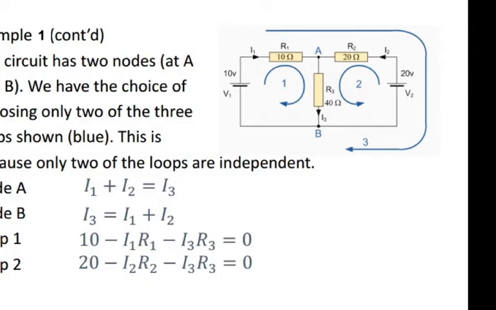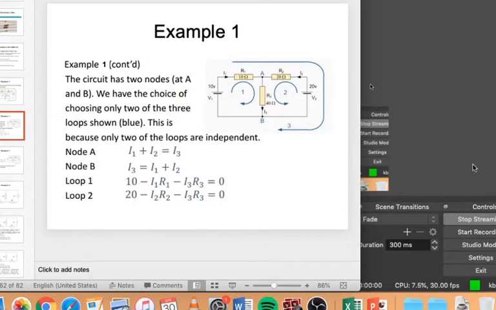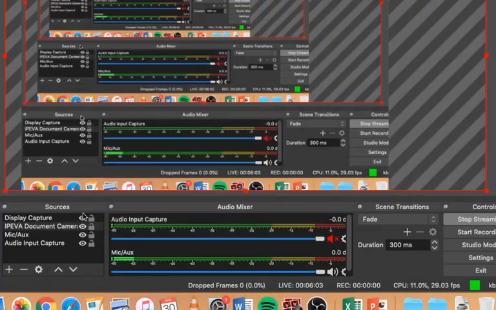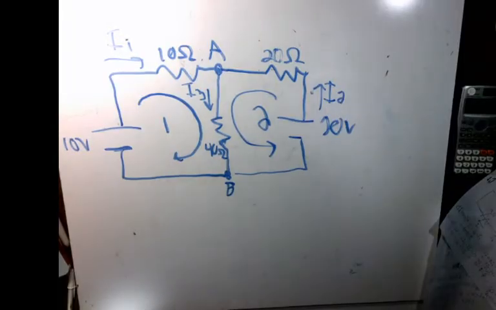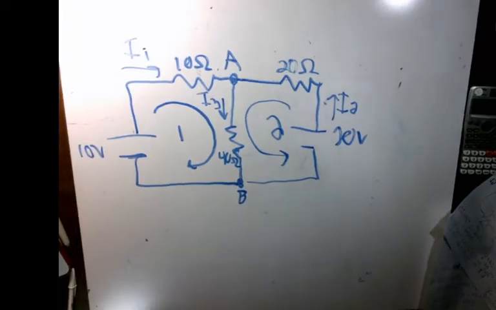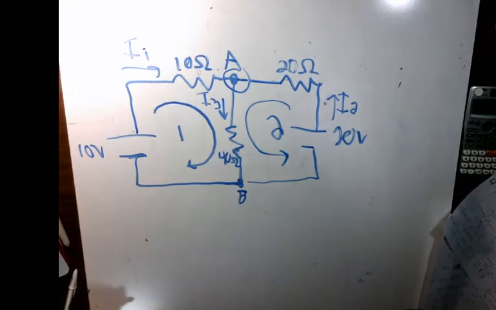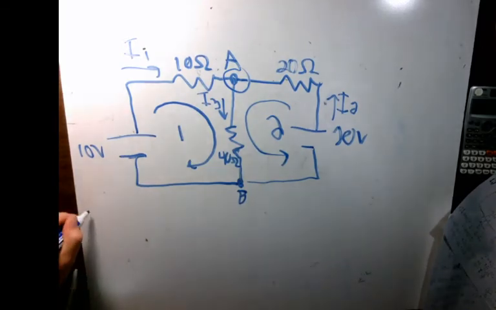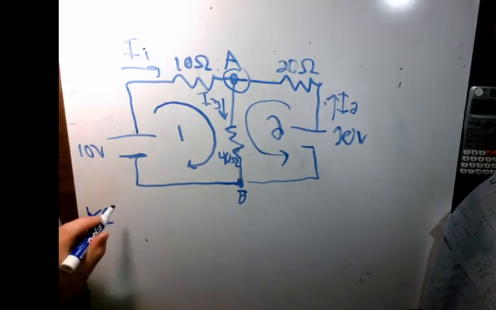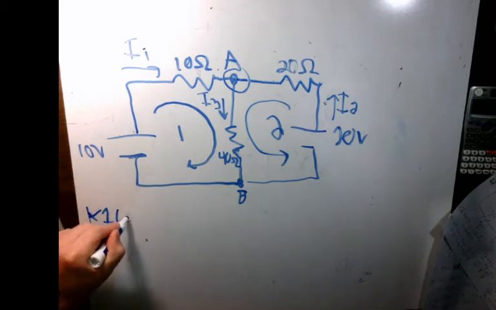So let's go through these steps together. So first of all, we are going to apply the junction rule at node A. So that's our first Kirchhoff's law. It's our junction.